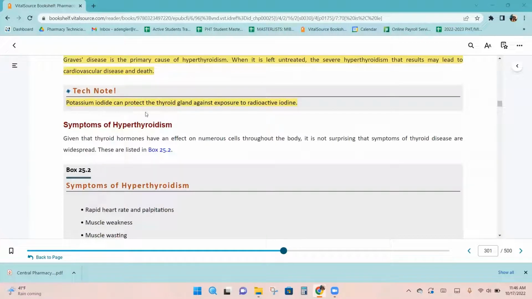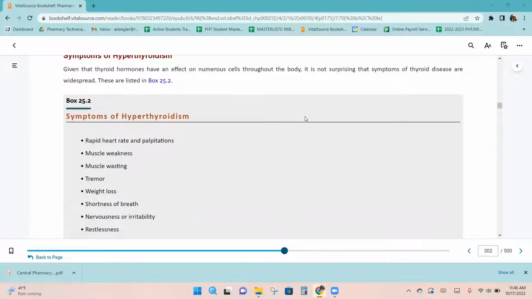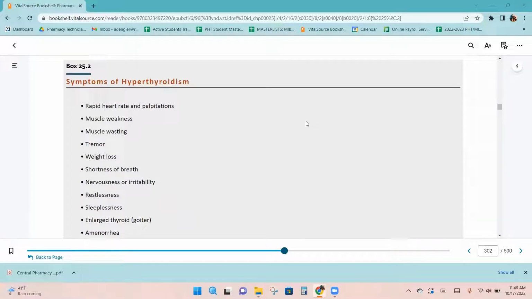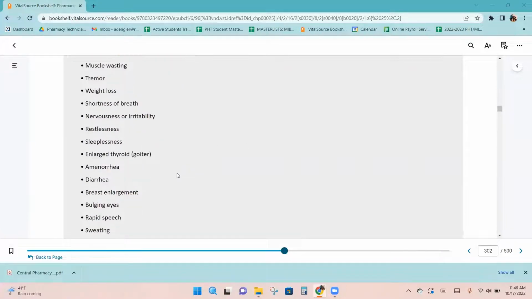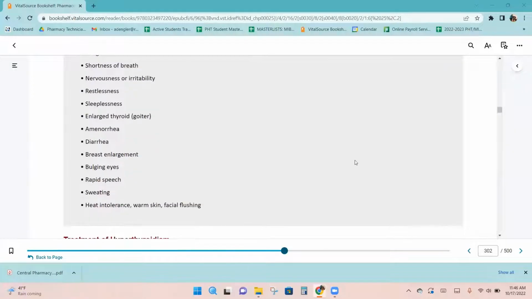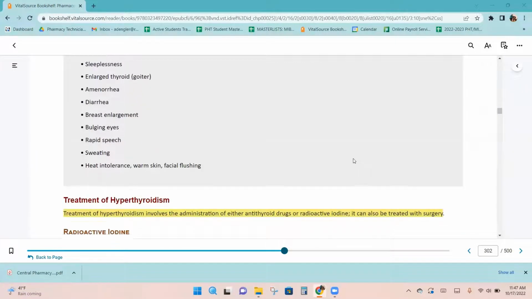Potassium iodine can protect the thyroid gland against exposure to radioactive iodine. Box 25.2 shows us symptoms of hyperthyroidism: rapid heart rate and palpitations, muscle wasting, weakness, weight loss, shortness of breath, restlessness, sleeplessness, sweating, rapid speech.